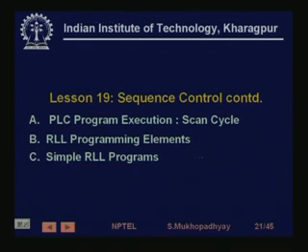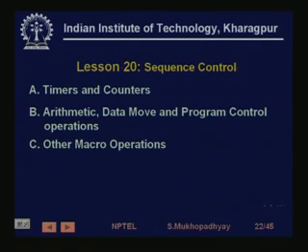Then we explained how PLCs work, how they get data, compute outputs, and then finally download into the field. We also introduced the RLL programming elements, that is the basic programming elements, and started discussing simple RLL programs. Then we talked about other RLL program features, various kinds of statements, arithmetic, data move and program control operations, and some other macro operations, which are basically a fixed collection of elementary operations.